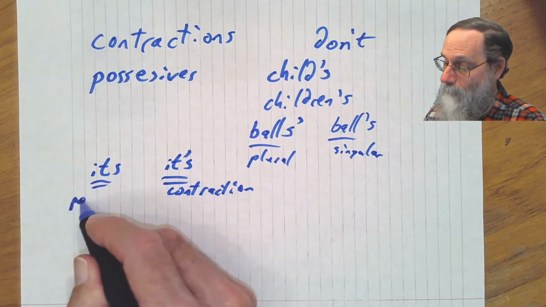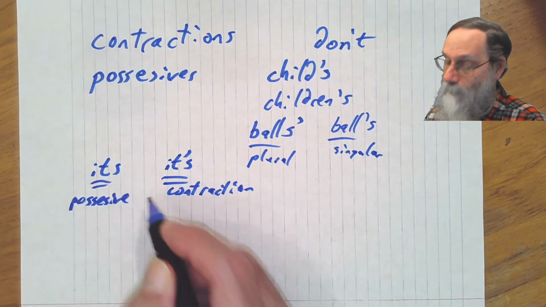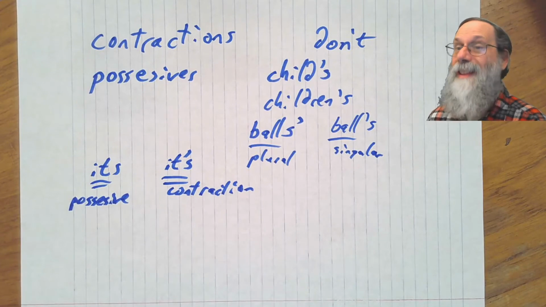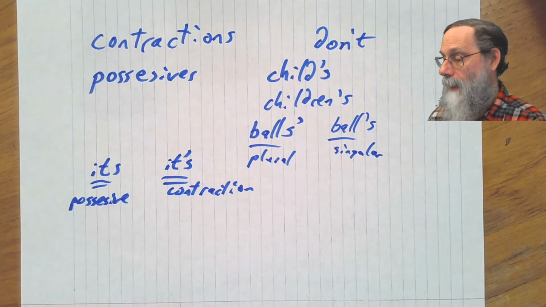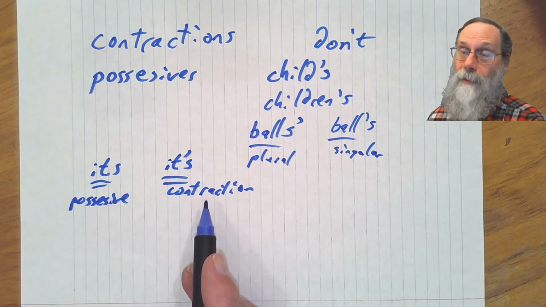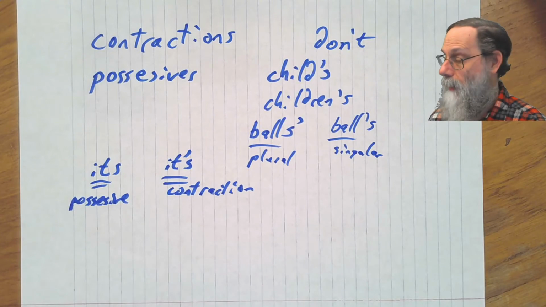The possessive does not get an apostrophe. This is the one possessive that doesn't get the apostrophe. And that's just because of the conflict with the contraction.